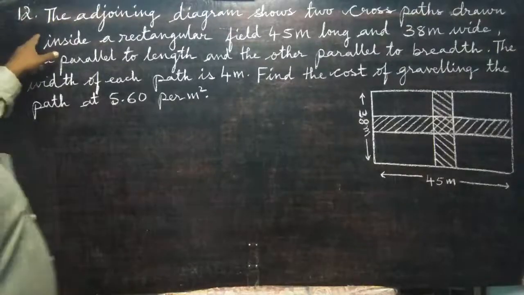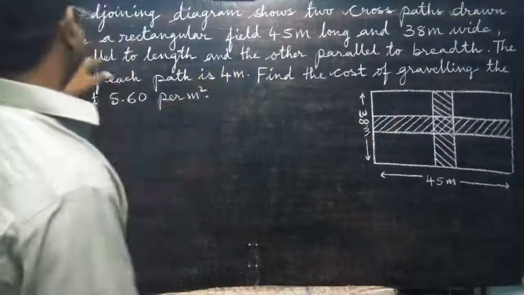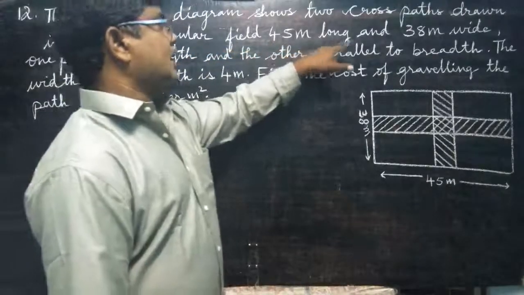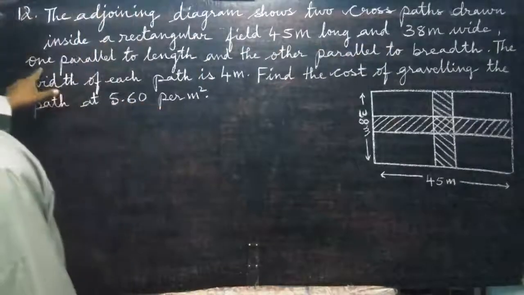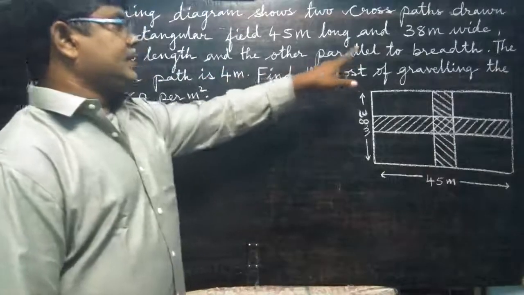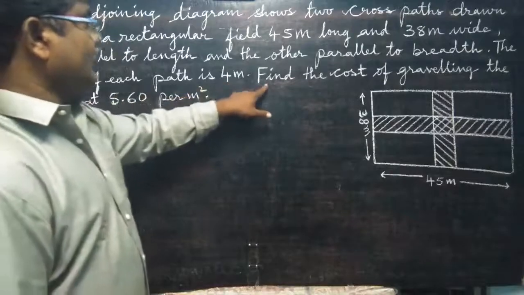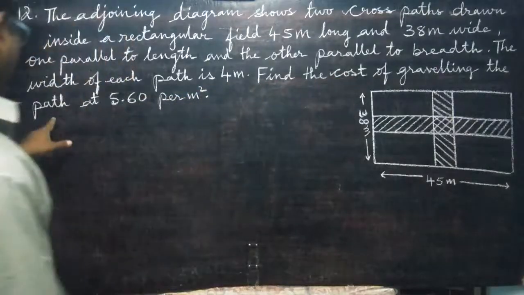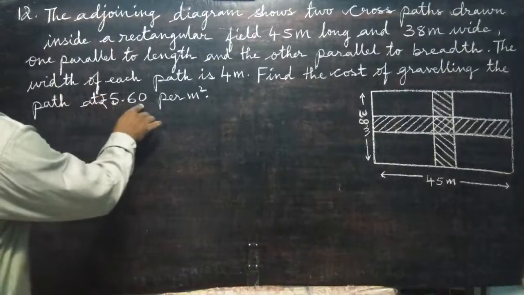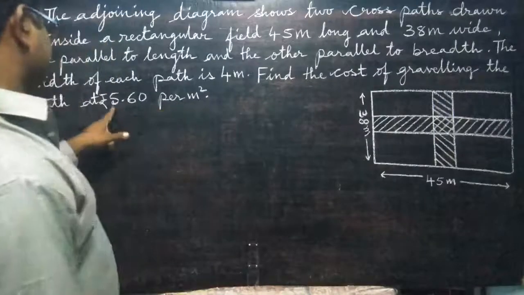Hi students, 12th problem. The adjoining diagram shows two cross paths drawn inside a rectangular field 45 meters long and 38 meters wide. One parallel to length and the other parallel to breadth. The width of each path is 4 meters. Find the cost of graveling the path at rupees 5 rupees 60 paise per meter square, because cost now it will be in rupees.